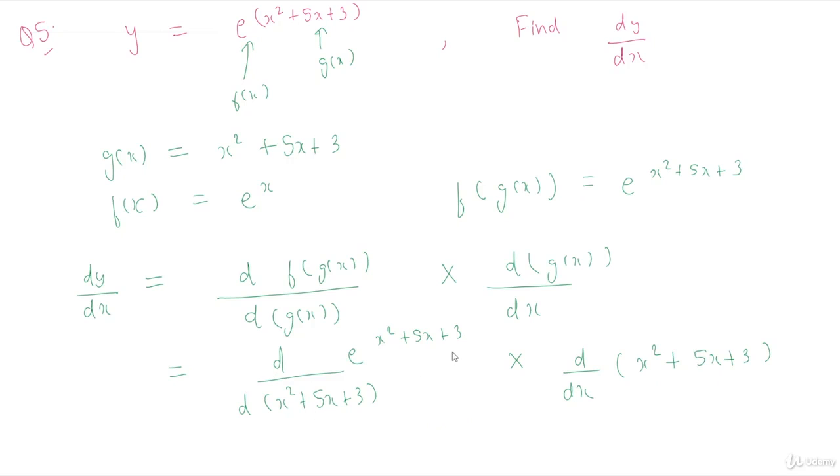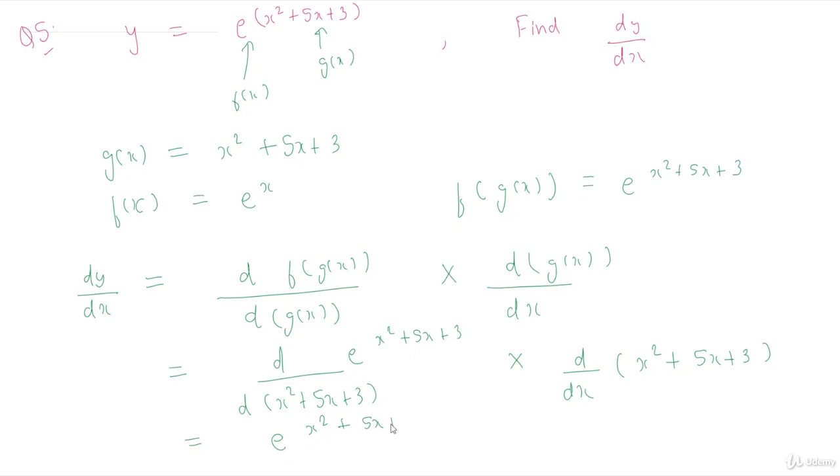Let's suppose this thing is some other variable y. So d by dy of e raised to the power y is e raised to the power y, or we can take some other variable, let's say t. So d by dt of e to the power t will again be e to the power t. Similarly, the derivative of e raised to the power x square plus 5x plus 3 with respect to x square plus 5x plus 3 will be e raised to the power x square plus 5x plus 3.